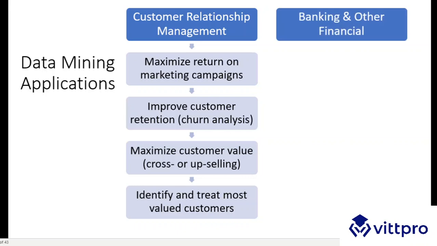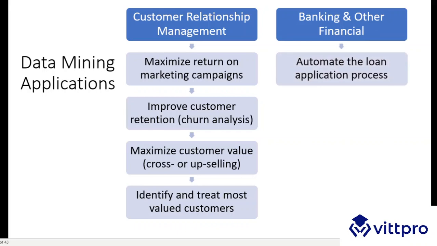How can data mining be used in banking and other financial sectors? It can be used to automate the loan process. When you are applying for a loan, normally there is a risk department that evaluates whether this person should get a loan or not, and how much they should get, based on very specific rules that the bank has. So you can completely automate the algorithm, and whenever there is an application, you can run the algorithm on it and say whether this person should be able to get a loan or not.